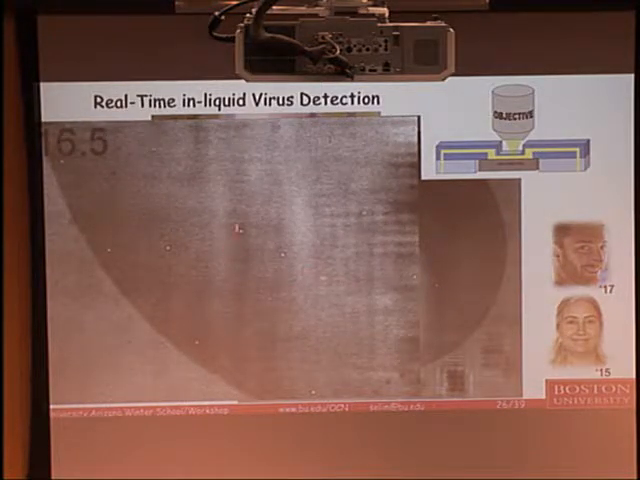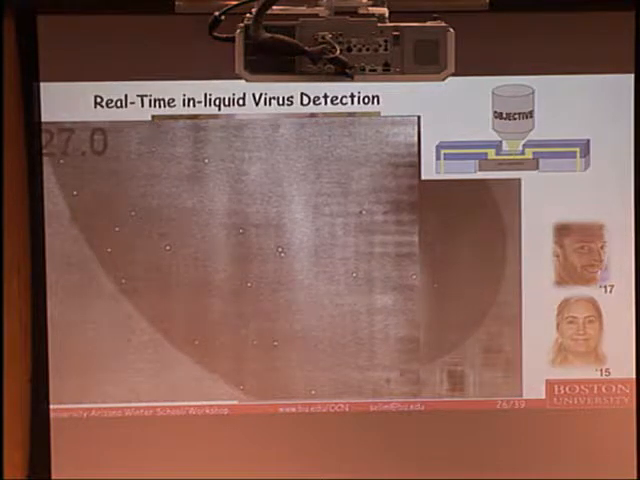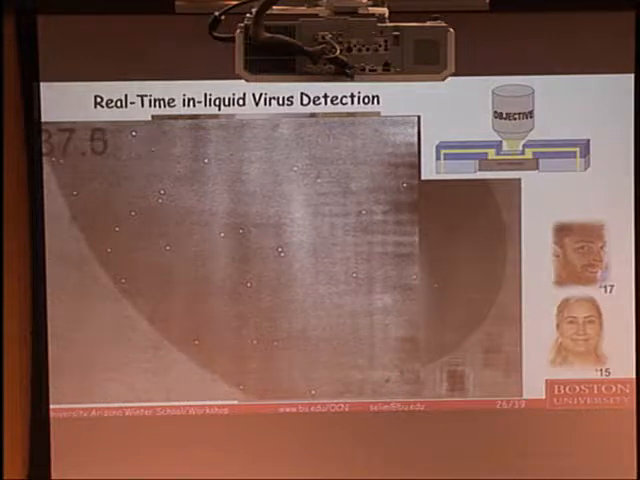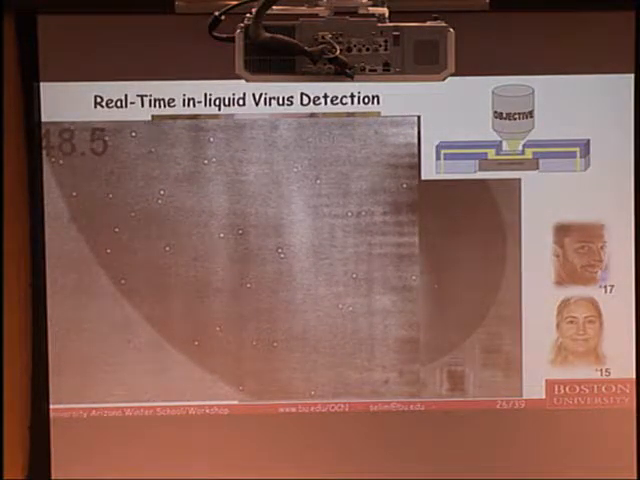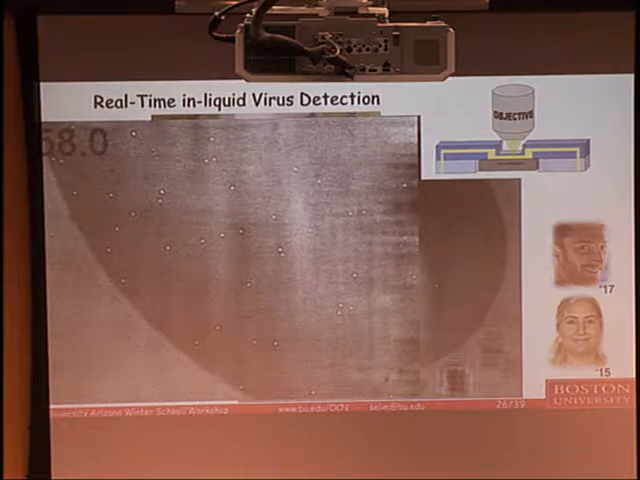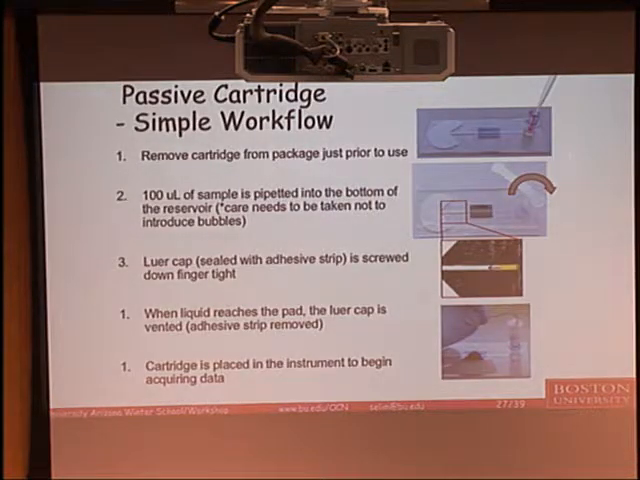Every bright dot is a virus. So many viruses are flowing across, and as they get captured, they become visible. In the solution, they have very little contrast because they don't have the interference term. Once they get captured, they satisfy the requirements for having a bright interference term, and we see them. And we can do a test in a closed environment without any sample prep.